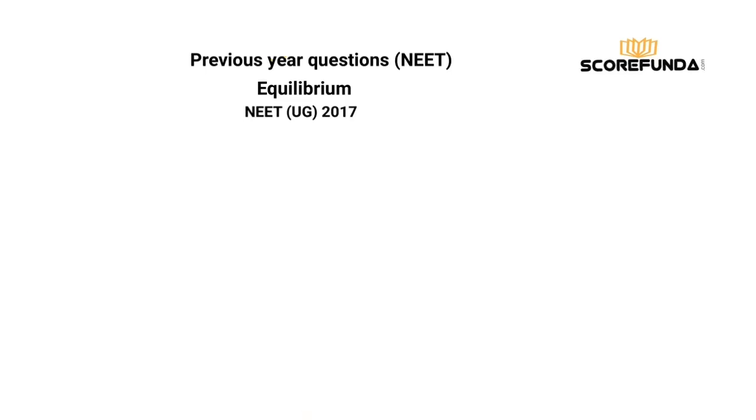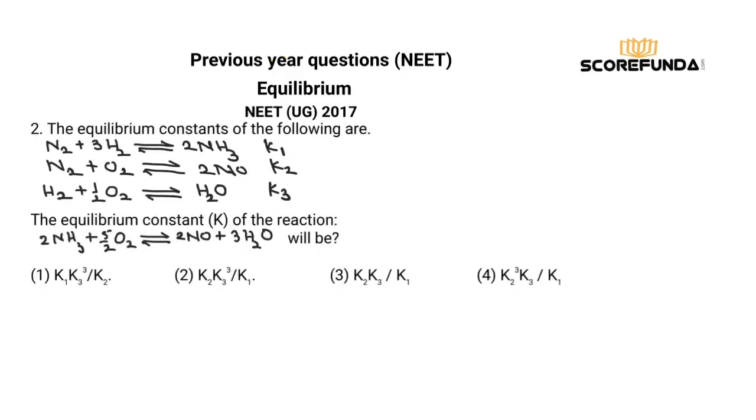नीट 2017 का दूसरा वाला क्वेश्चन देखते हैं जो कि था The equilibrium constant of the following are N2 plus thrice H2 gives twice NH3 K1, N2 plus O2 gives twice NO K2, H2 plus half O2 gives H2O K3. The equilibrium constant K for the reaction twice NH3 plus 5 by 2 O2 gives twice NO plus thrice H2O will be. Let the given equilibriums be numbered as 1, 2 and 3.